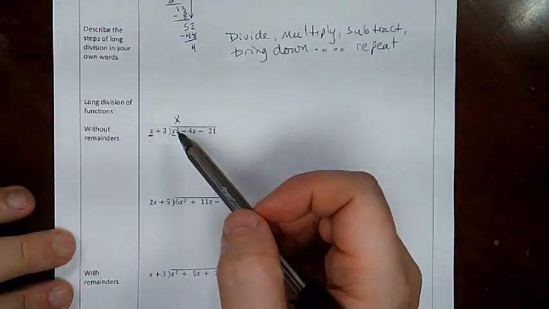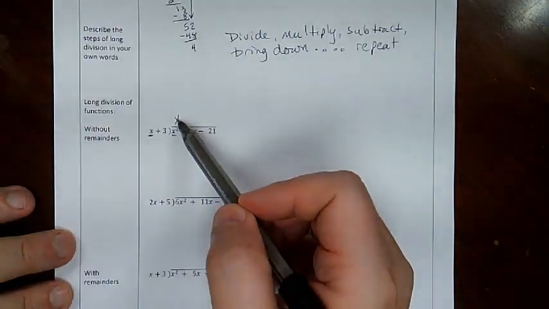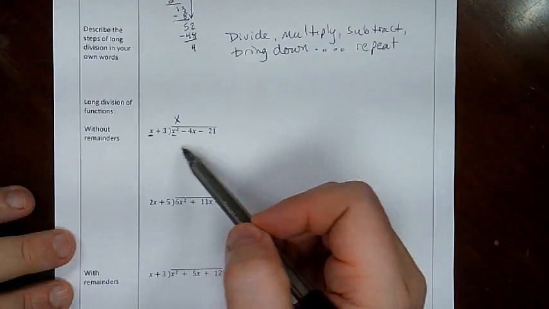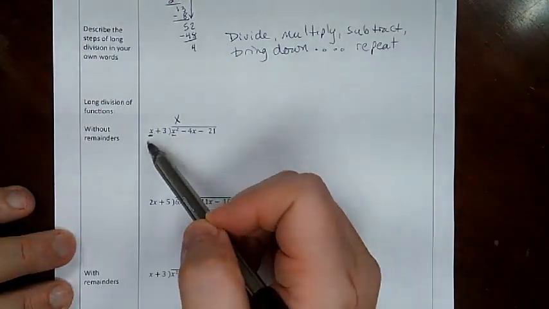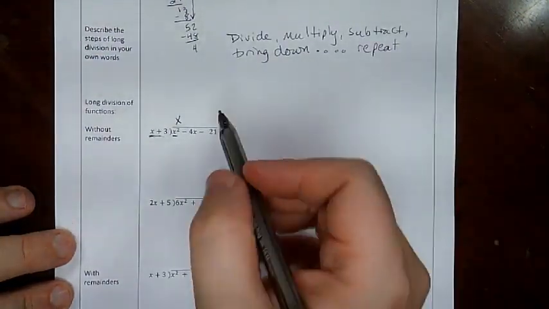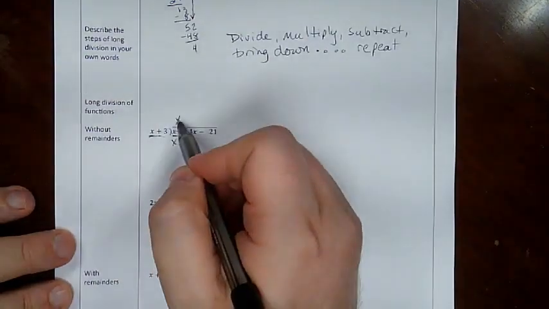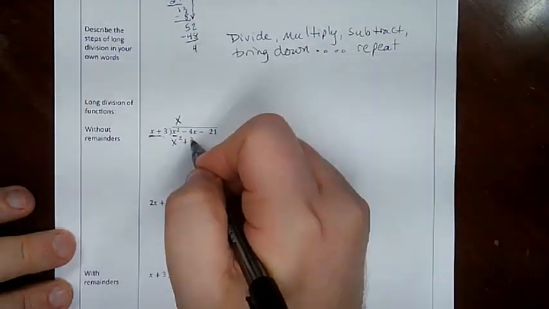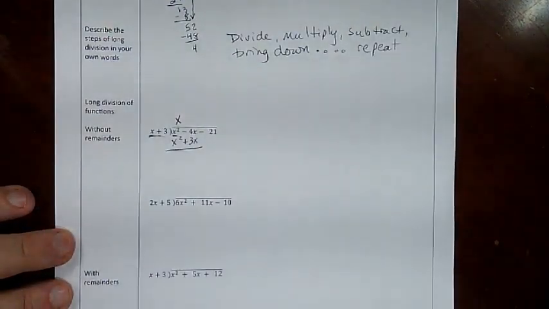So just like in the previous example, I used the number on top times the 8 to give me what goes underneath. This time I'm going to multiply this x times this binomial expression to tell me what goes underneath. So x times x is x squared. x times plus 3 is plus 3x. Now what I want to do is subtract.